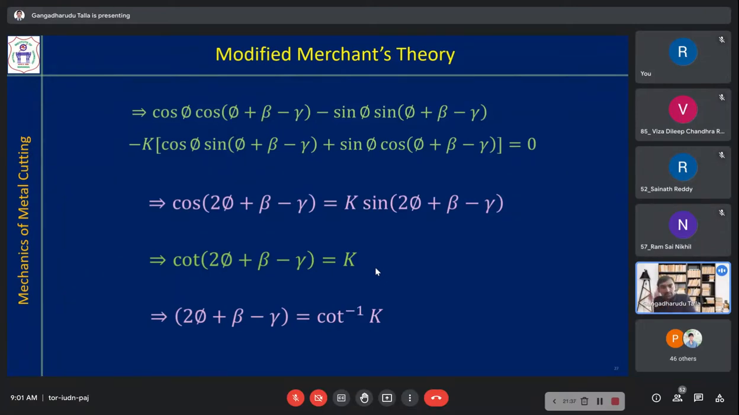So K is a constant. So cot inverse K is a constant. So 2 phi plus beta minus gamma is a constant. Earlier also in Merchant theory we got the same, but there it was fixed at pi by 2. 2 phi plus beta minus gamma was pi by 2. So here it is cot inverse K.